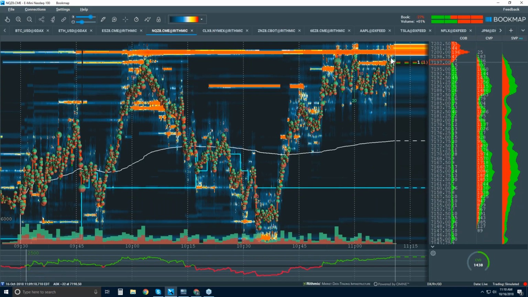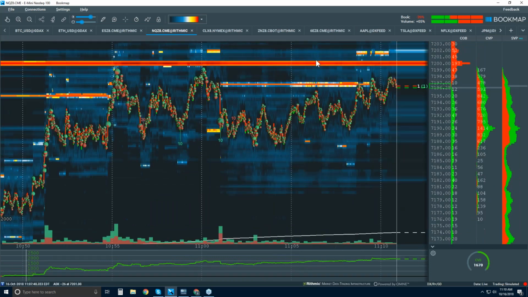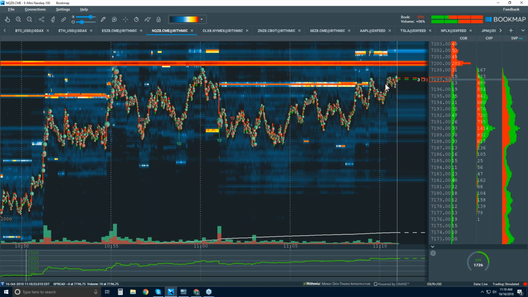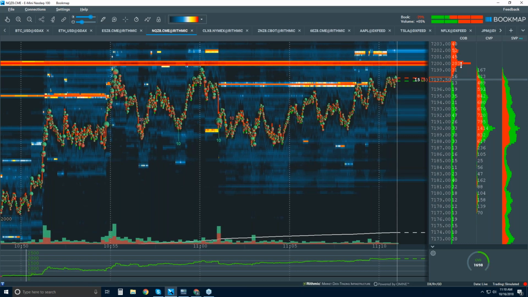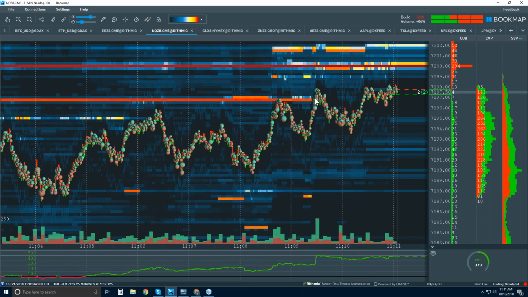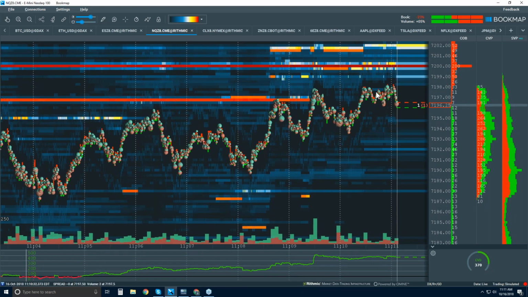We're just about to test the 7,200. Okay, it's been hitting against it several times here, but look what's going on. We're right back up again. Okay, 203 contracts. Let's see it. I think we're probably going to get it on this side this time. Nice volume here.